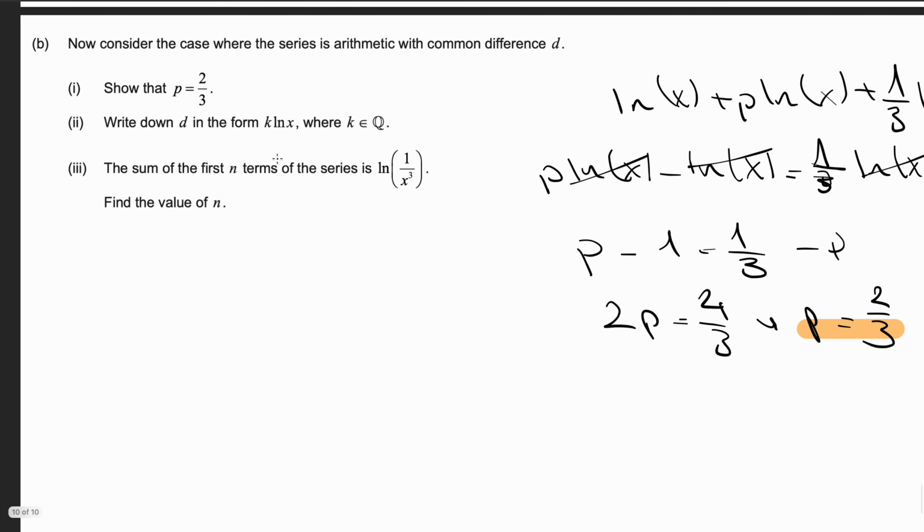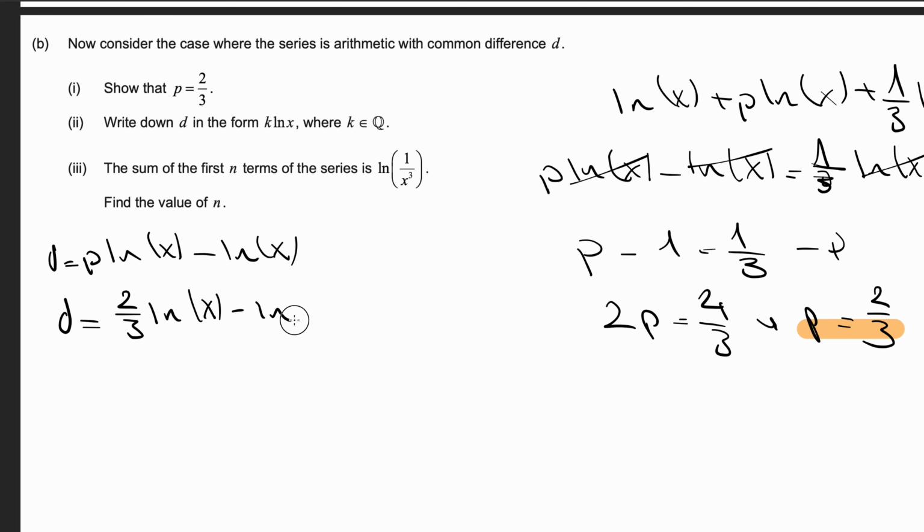Okay. Part 2, write down d in the form k ln of x. So d is the common difference. So d is equal to p ln of x minus ln of x. So we know p is now 2 over 3 ln of x minus ln of x. So if you take the common denominator, it's going to be negative 1 over 3 ln of x. And so there you have it. You just wrote it in the form k ln of x.